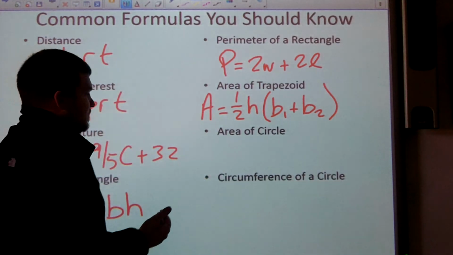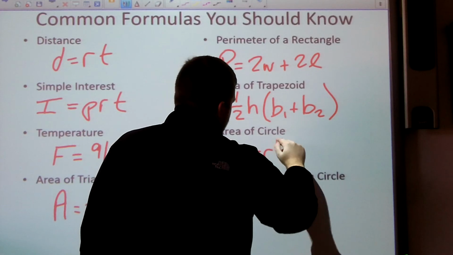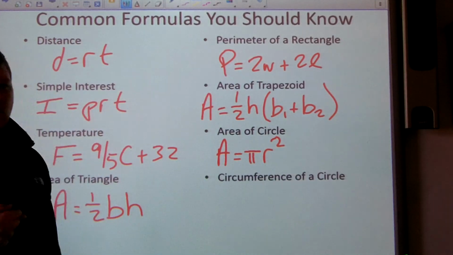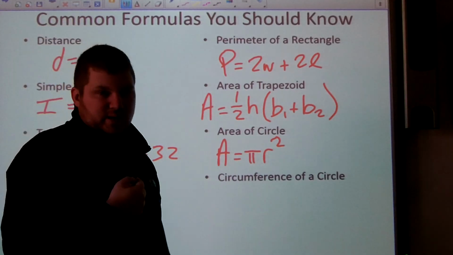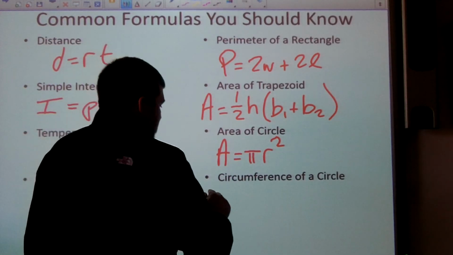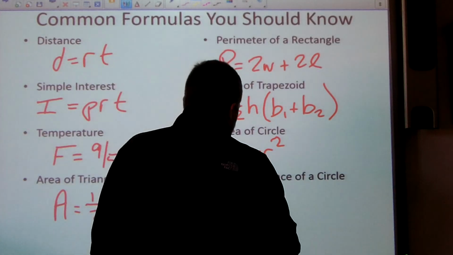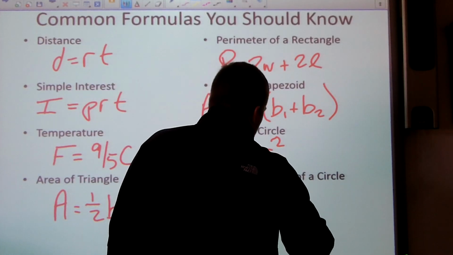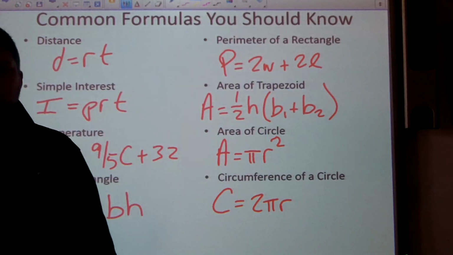Area of a circle. Pi radius squared. Here, pi, you might use 3.14 for pi, okay? Or just hit the pi key on your calculator. Circumference. It's just, circumference is just a fancy name for perimeter, so if you want to think of it as perimeter, but it's just 2 times pi times the radius. So again, hit the pi key or use 3.14.